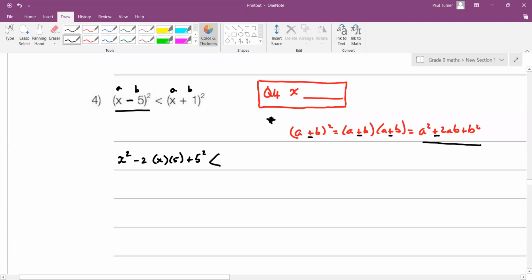And this will be A squared, so X squared plus 2AB plus B squared. So I'm just reading the formula out as I write the numbers. Okay, with this? So you'll have X squared minus 2 5s of 10x plus 25 less than X squared plus 2x plus 1.